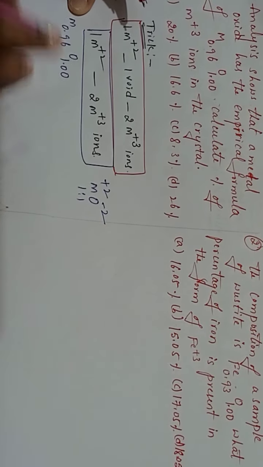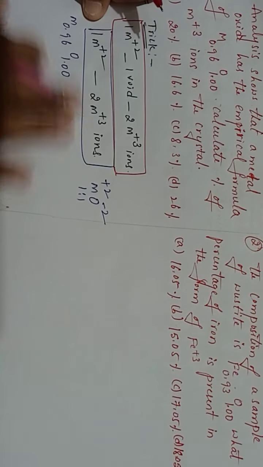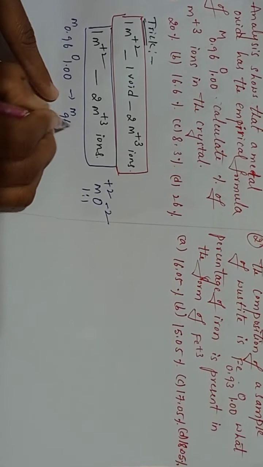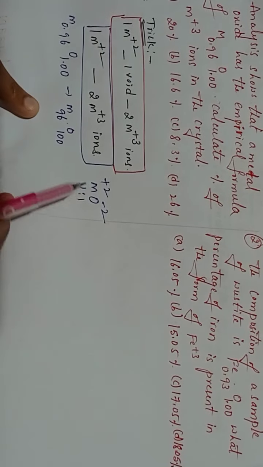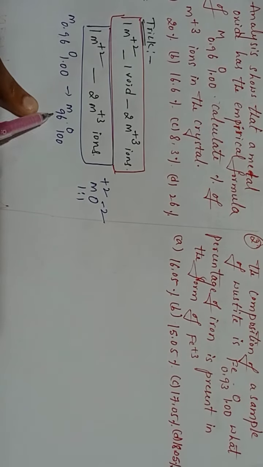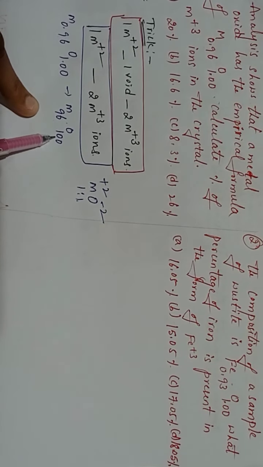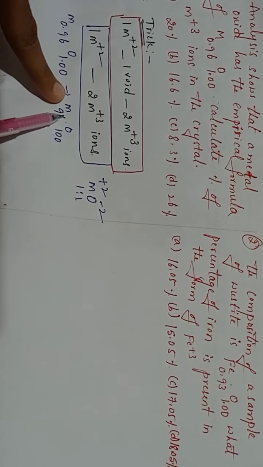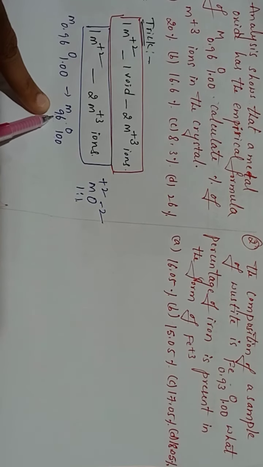Just calculate this: M 0.96 and oxygen 1.00. You multiply with 100, then what will you get? M 96, oxygen 100. Clear this one? So that means here they are not in the equal 1:1 ratio. So 4 particles are less, correct? Are you following? There is a deficiency in the metal. So 96 means 4 M plus 2 ions are missing.